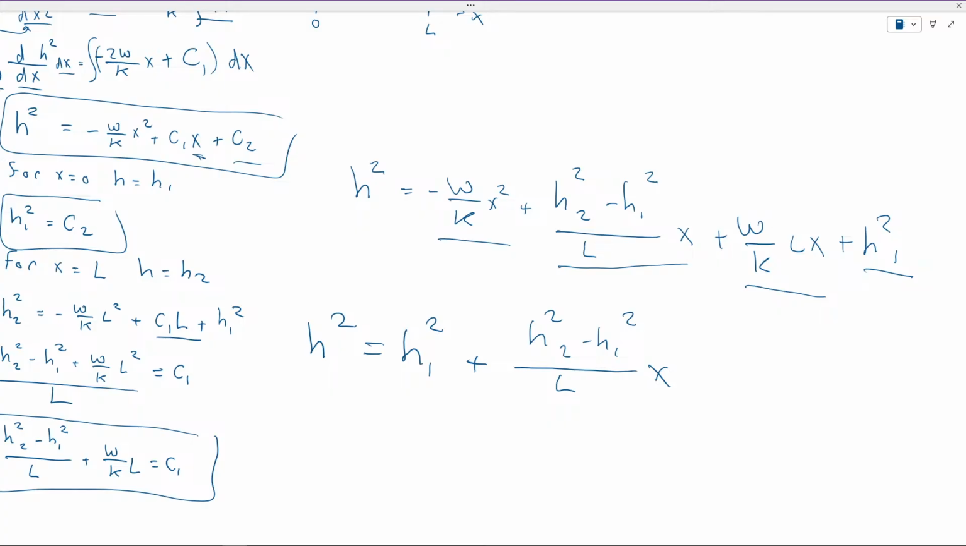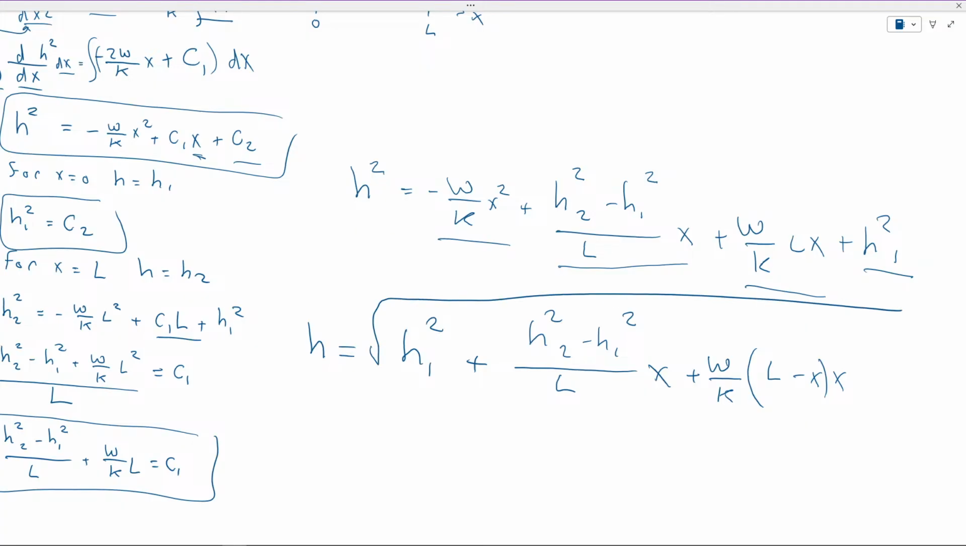So I can say plus w over k, and that will give me w over k times (L minus x) times x. That will give me something like this. Okay, so I'm done actually. Instead of having h square, I can get rid of this square, and I can say h is equal to the square root of... Oh, it looks horrible.